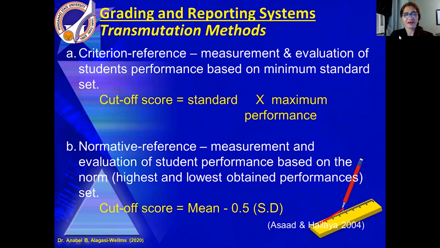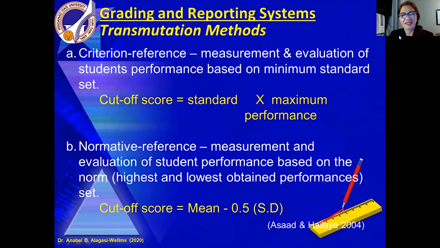And then from there, from the cutoff score, you decide how you distribute the levels of grades in the school that you are in. So different schools have different grading systems. So you have to adjust. You have to make the necessary adjustments in the transmutation of scores into grades. So that's criterion reference and normative reference on transmuting the scores into grades.